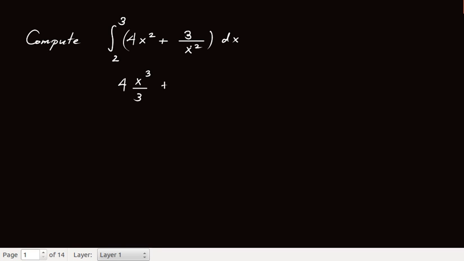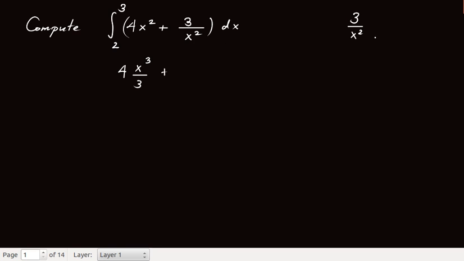The antiderivative of 3 over x squared, well, 3 over x squared is the same as 3 times x to the minus 2. So the antiderivative there is going to be: increase the exponent by 1, so add 1 to the exponent, and then divide by the new exponent, so divide by minus 1. So that's what I'll write here. This will be 3 times x to the minus 1, but with a minus 1, and so the minus 1 could go up front. So that's an antiderivative for 3 over x squared.